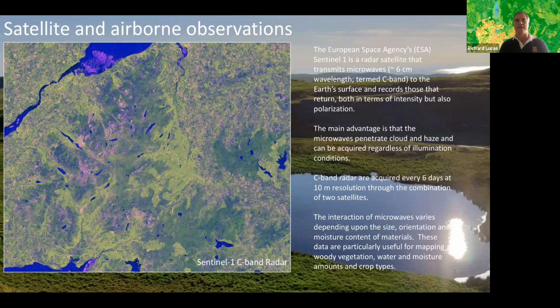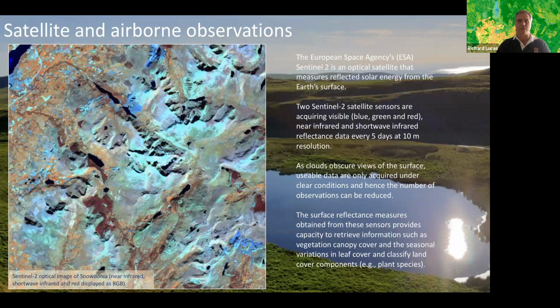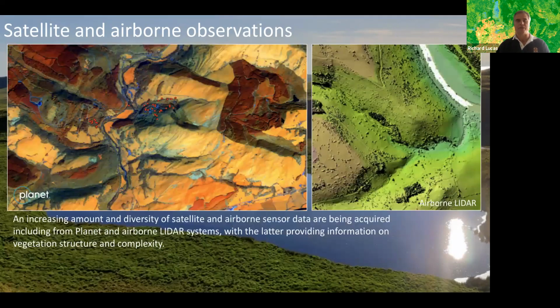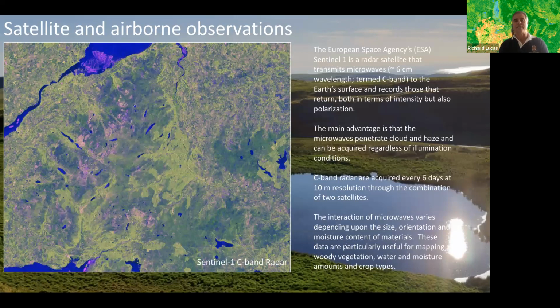There's 2 satellites in orbit, and they're providing 10-meter resolution. It's about every 12 days you get a good image there, just automatically going through. So the advantage of it is it sees through the cloud, and at places like Wales you get cloud-free observations, and they're providing information which you wouldn't normally get from an optical sensor.